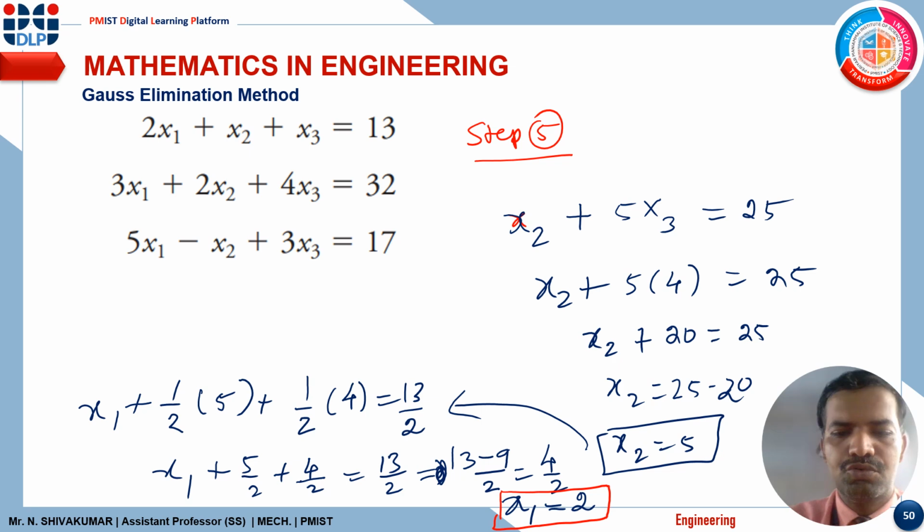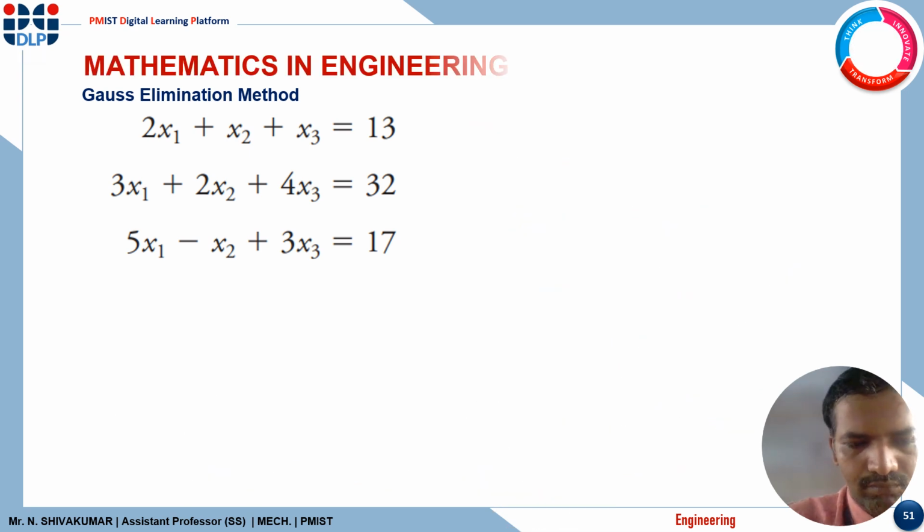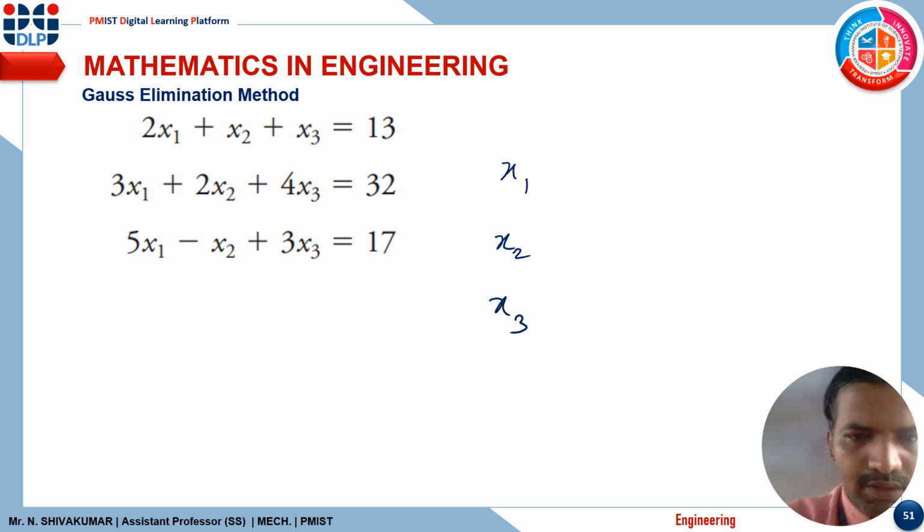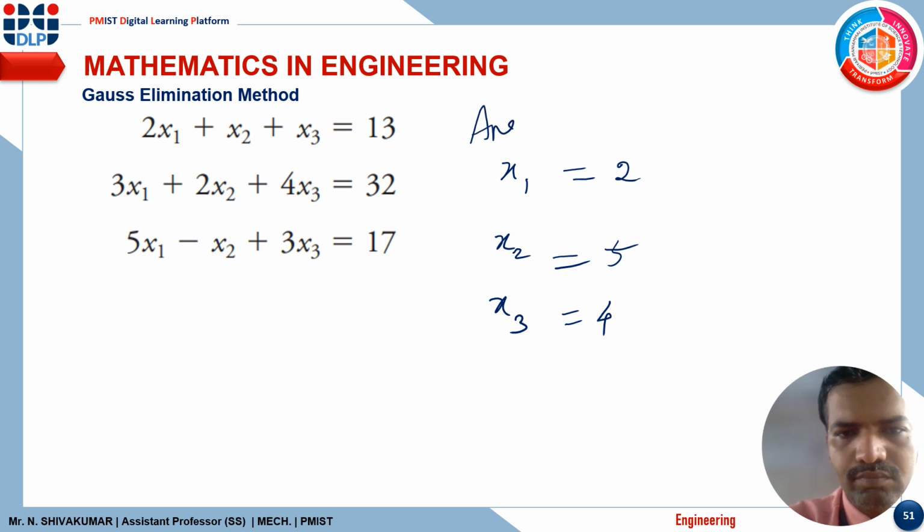So x1 is 2. Now, what are the results? X1, X2, X3. What is X1 value? 2. What is X2 value? 5. X3 is 4. Okay. So this is the answer for the problem.